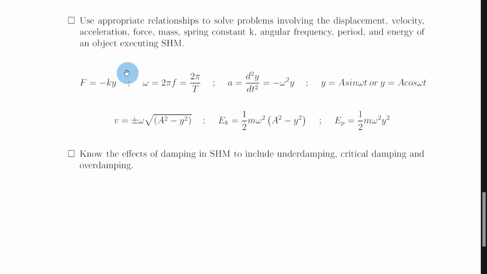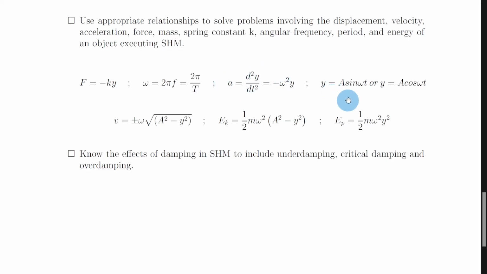So the first one we have is a definition of SHM, but also Hooke's law, F equals minus ky. We then have equations for the angular frequency omega in terms of the linear frequency f and period T, so omega equals 2 pi f equals 2 pi over T. We then have the acceleration equals d squared y by dt squared, which is equal to minus omega squared y. So that is your definition of SHM in terms of acceleration and displacement.